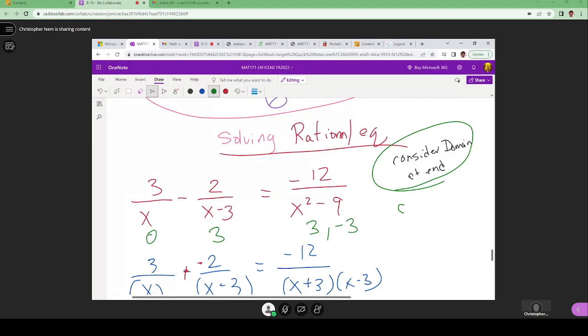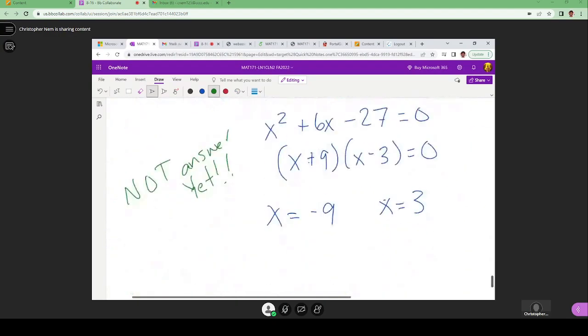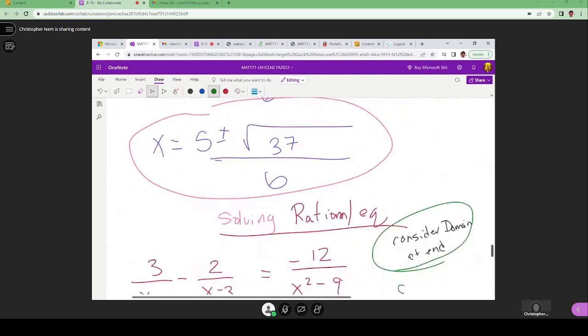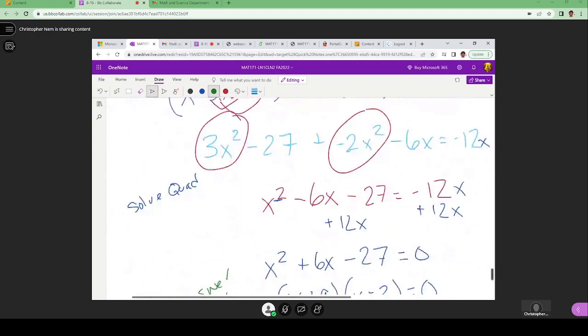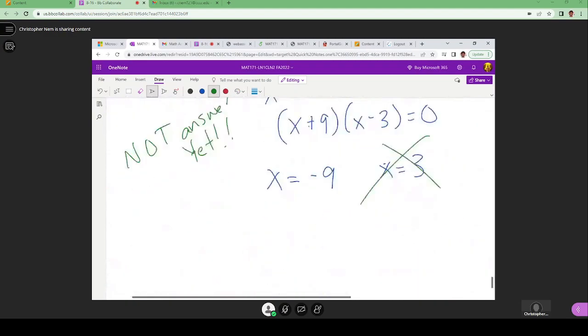But you cannot divide by 0, so for this problem we cannot have this as our answer, x equals 3. If I plug 3 into my original equation, I'm going to have 2 divided by 3 minus 3, which is 2 divided by 0. Automatically, you messed up. That is indeterminate. So your only solution is this guy, x equals negative 9.